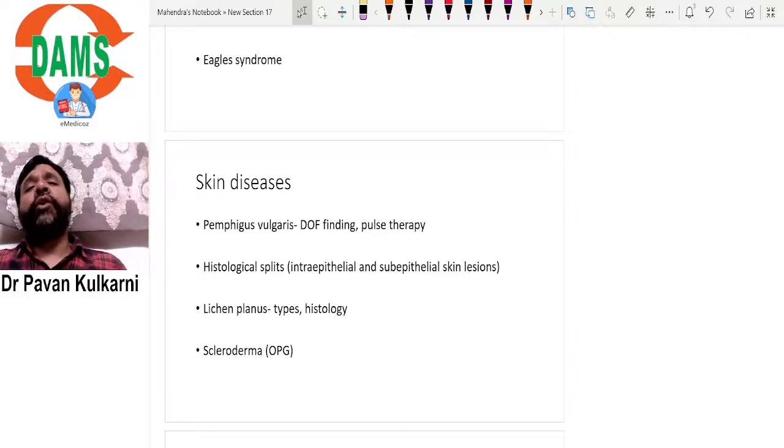You are also expected to know the areas of splits, which are the skin diseases which will show intraepithelial split. For example, pemphigus, intraepithelial split or suprabasilar split. Intraepithelial or suprabasilar, both are the same. Subepithelial split, pemphigoid will have subepithelial split. Paraneoplastic pemphigus will have both. So you are supposed to know which skin diseases will show intraepithelial, which will show subepithelial, which will show both.